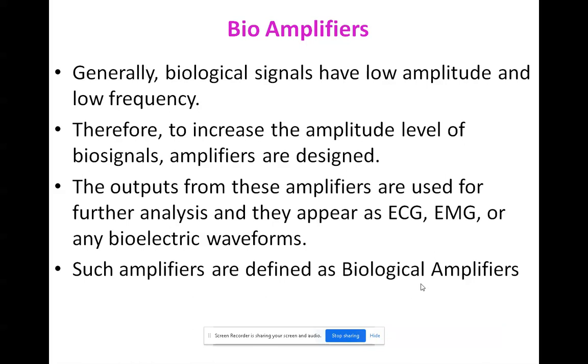medical field. So generally, biological signals have low amplitude and low frequency. Therefore, to increase the amplitude level of the biosignal, an amplifier is designed. So the output from this amplifier is used for further analysis. So for measuring ECG, EMG, EOG, everything, you need bio signal from the part of the human body. So that signal will be very small. To amplify that, you are going to use the bioamplifier for further medical analysis.